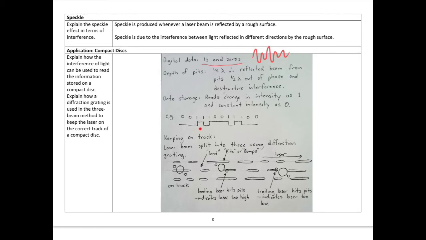So it's not whether it's up or down, it's whether it changes. Here it's up and it's a 0 because it hasn't changed. Here it's down and it's a 0 because it hasn't changed. But on all these spots where the height changes, we read that as a 1. So how does it read it? Well, the depth of these pits is 1/4 of a wavelength.